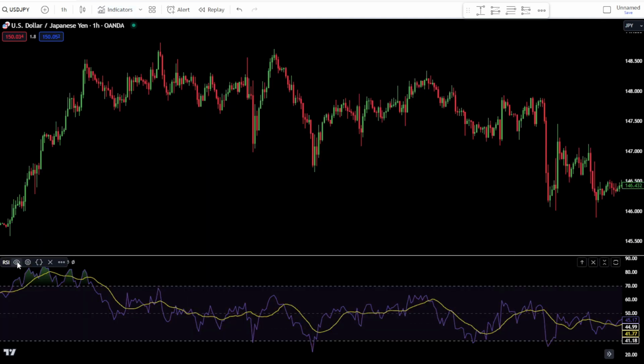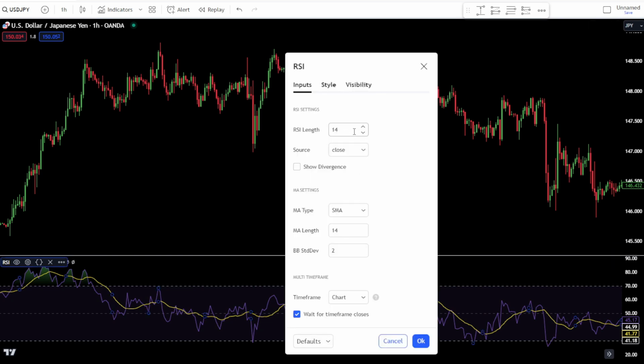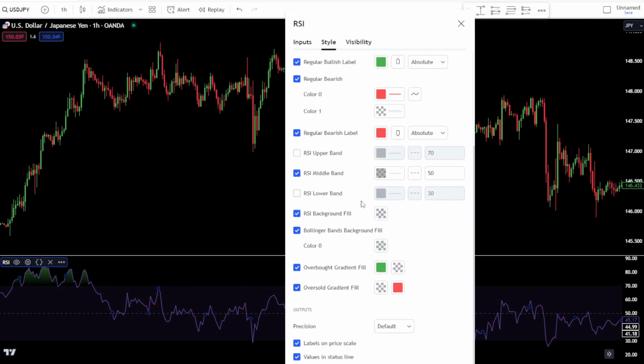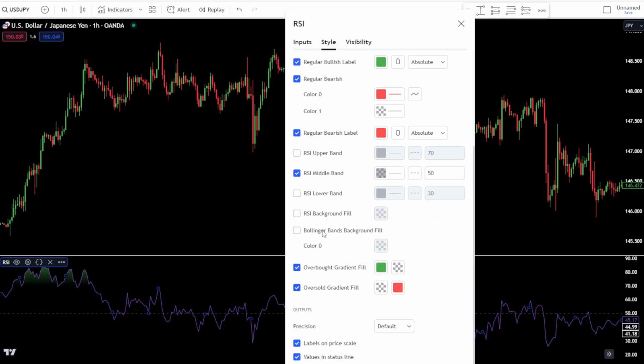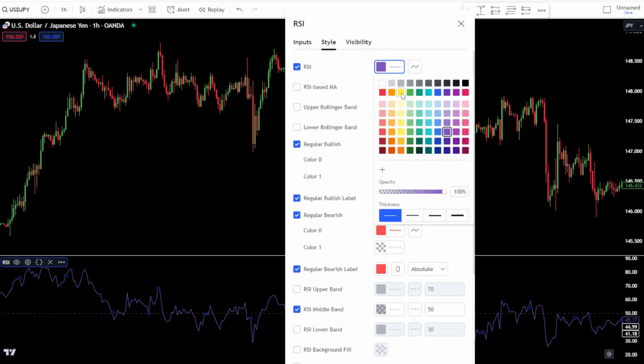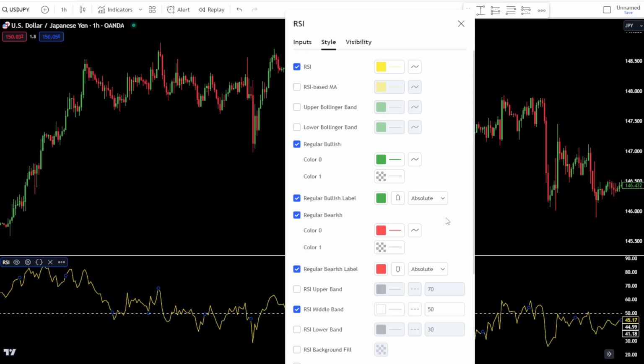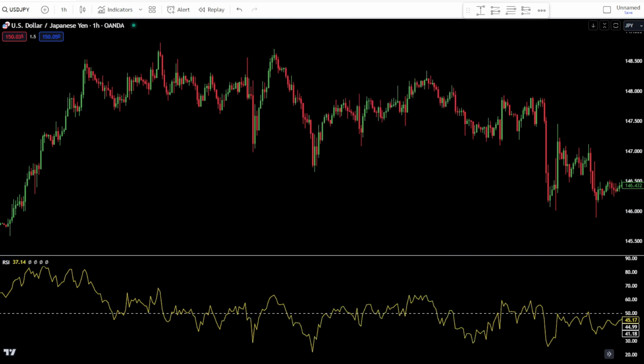After that, go to the RSI Indicator Settings tab. In the Input tab, set the RSI period to 14. Then, navigate to the Style tab. Remove the checkmarks on RSI Base MA, Upper and Lower Bollinger Bands, RSI Upper Band, RSI Lower Band, RSI Background Fill, Bollinger Bands Background Fill, and Overbought and Oversold Gradient Fill. Next, customize the colors for each tab that will be displayed. Finally, click OK to save the settings.